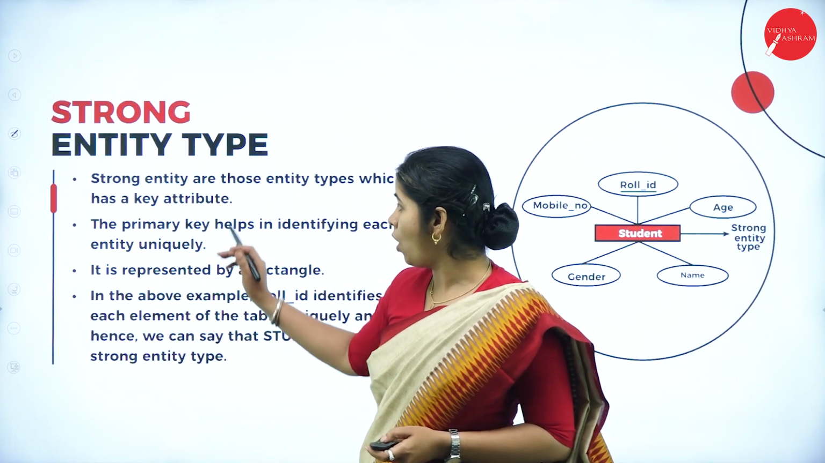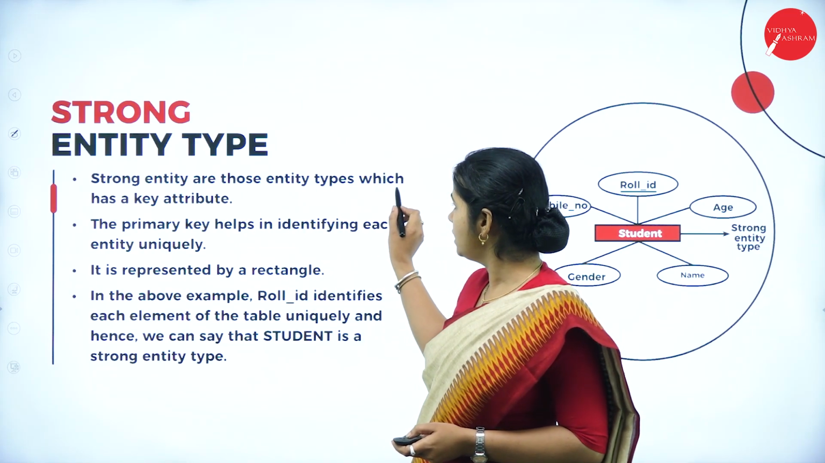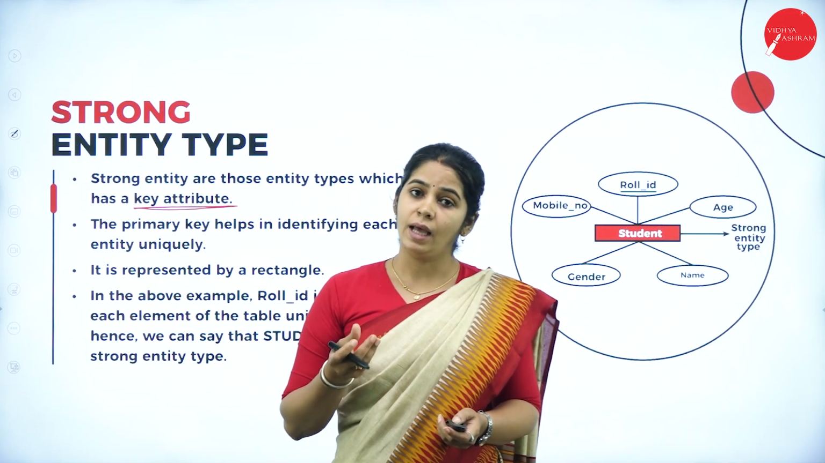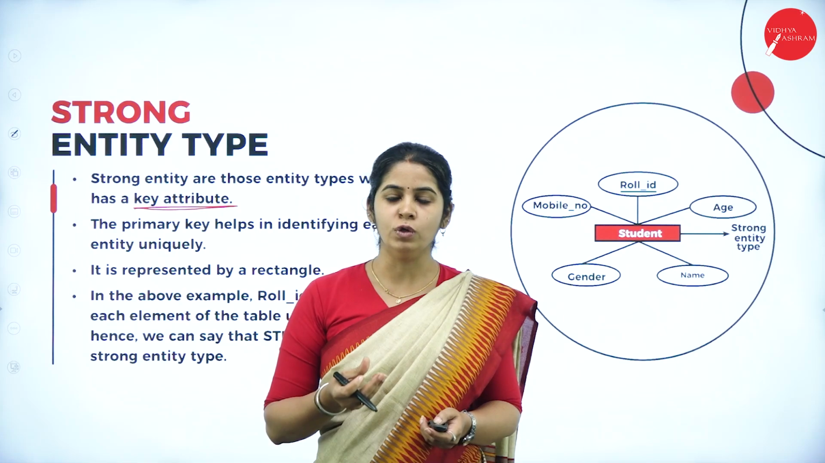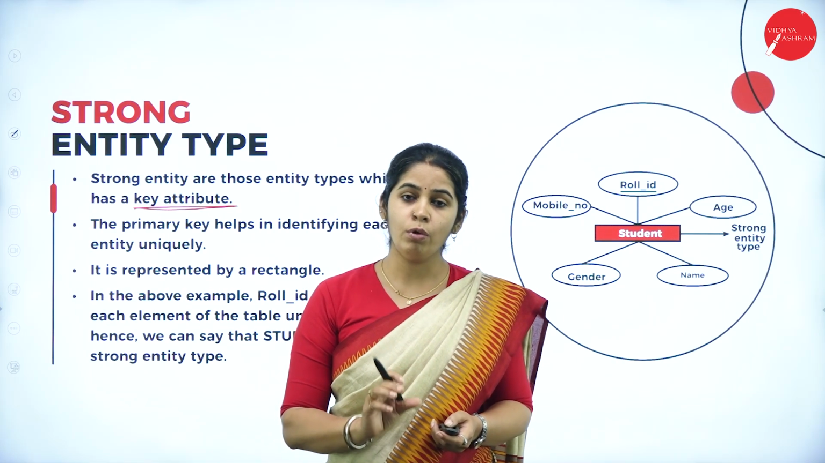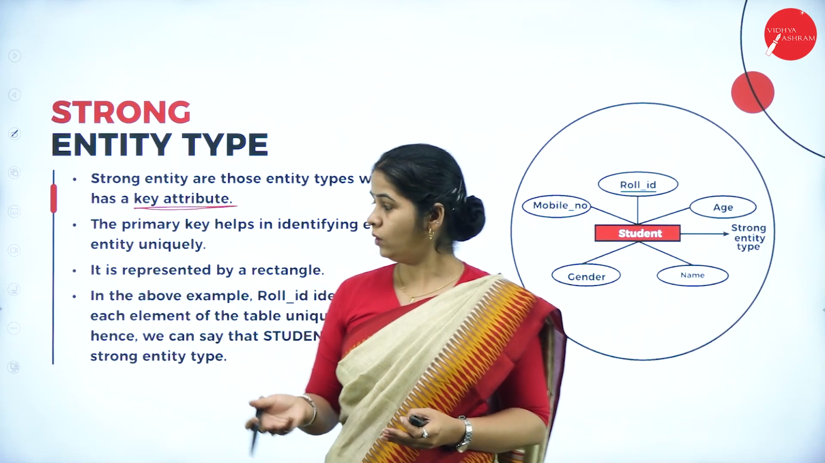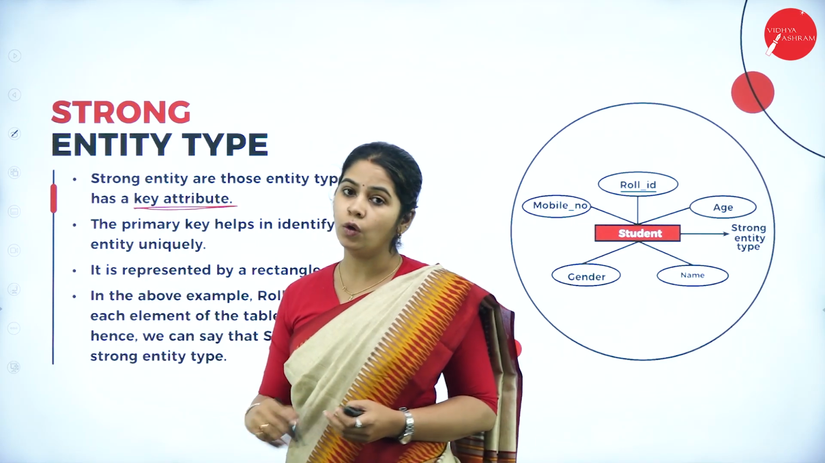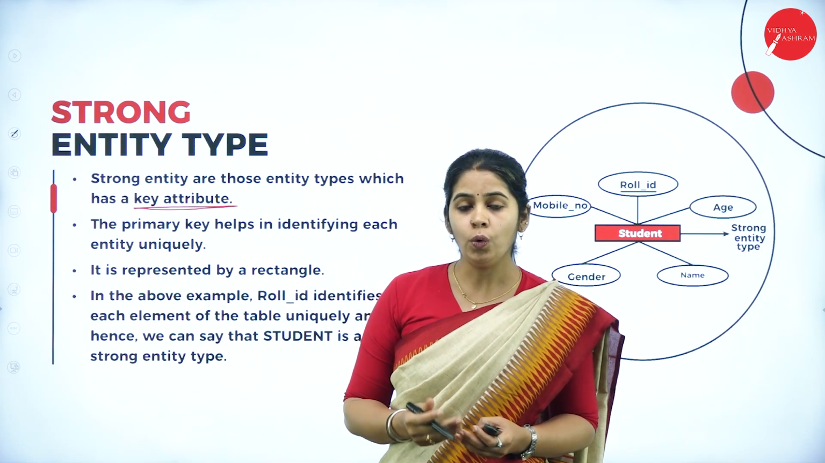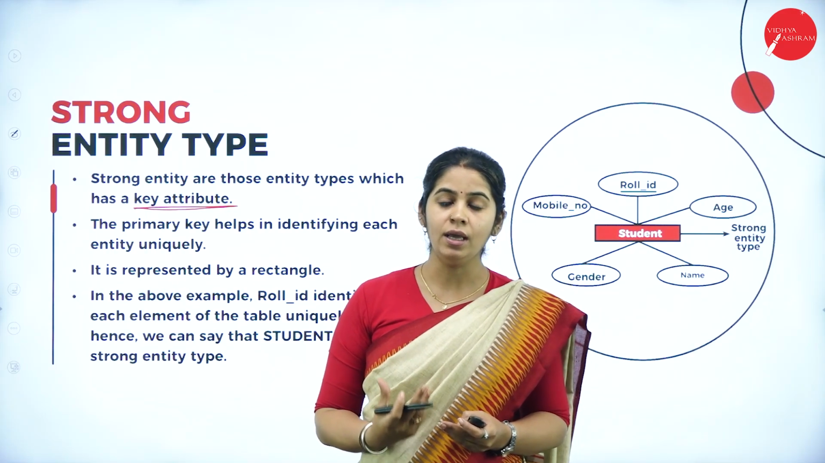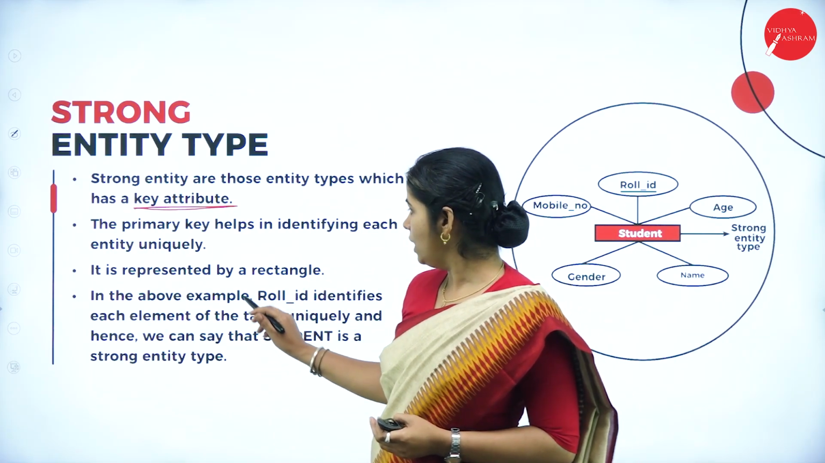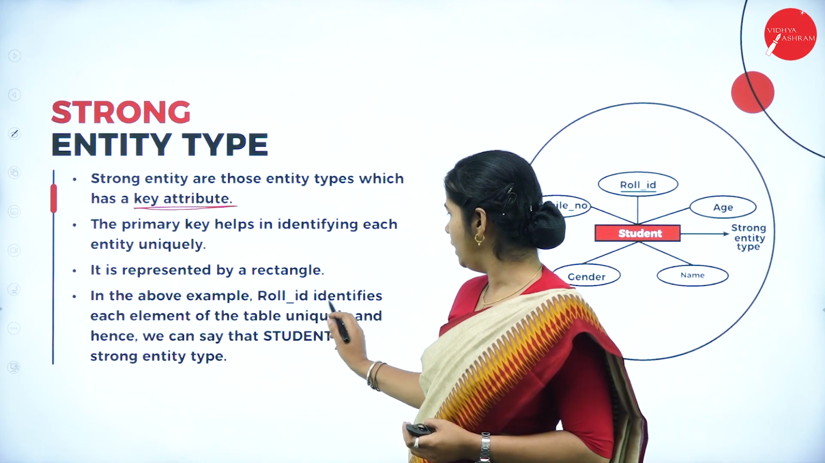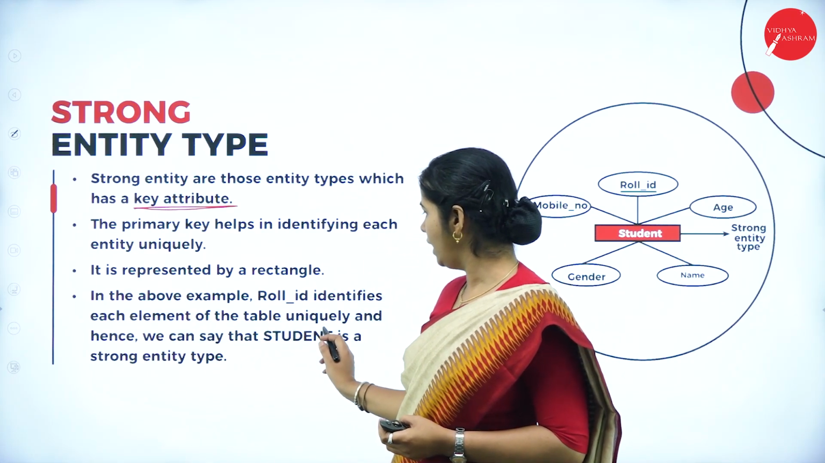A strong entity type is one which has a key attribute. What is a key attribute? The attribute which has a unique value is called a key attribute, and that attribute specifies the entity type. The primary key helps in identifying each entity uniquely. Why do we use a key attribute? To identify each entity uniquely. It is represented by a rectangle. Again, in the above example, roll ID identifies each element of the table uniquely.